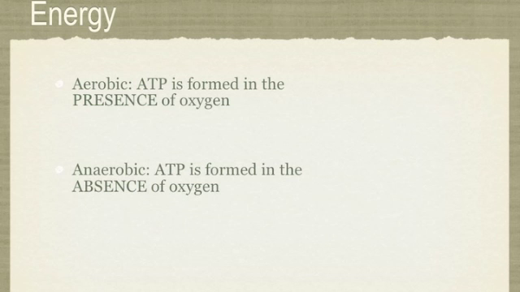For ATP production, it can be produced either aerobically or anaerobically. Aerobic energy production or ATP production is in the presence of oxygen. So when we talked in Chapter 2 about oxygen being delivered to the muscle and extracted from the blood into the muscle to produce ATP, that is aerobic energy production. Anaerobic energy production is in the absence of oxygen. We don't need oxygen available to produce ATP.